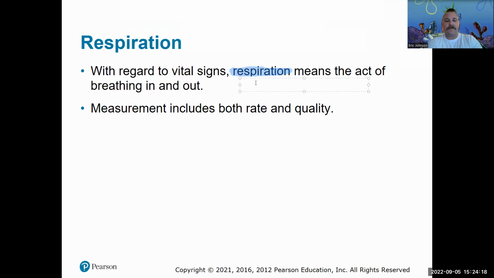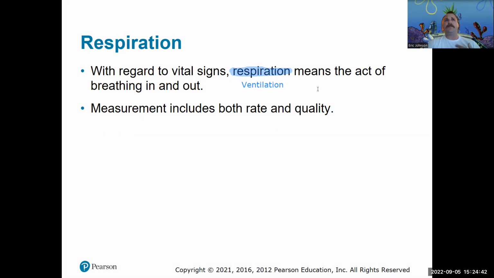We're going to say ventilation. Okay, so instead of respiration, we're going to say ventilation. Ventilation is the act of moving air in and out of the lungs. Ventilation is air moving in and out of the lungs. All good? Air in and out.